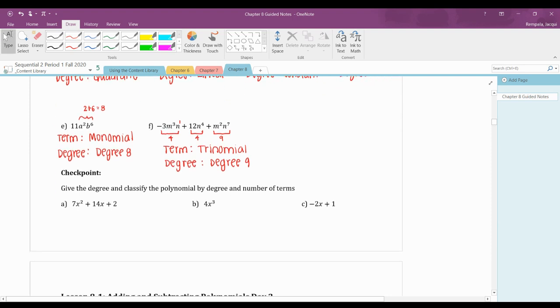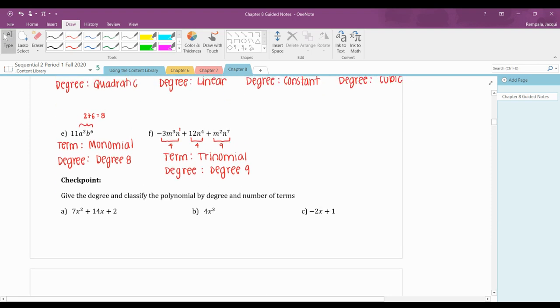I would suggest that you pause the video and try these. So once again, 7x squared plus 14x plus 2. There are 3 terms. So this would be a trinomial. And if I'm looking at the degree, the biggest exponent is a 2, so that is a quadratic.